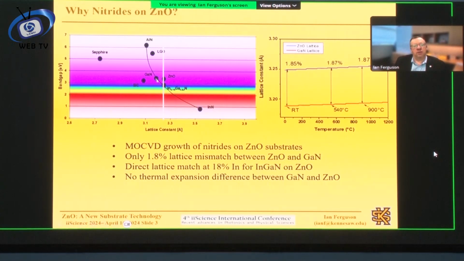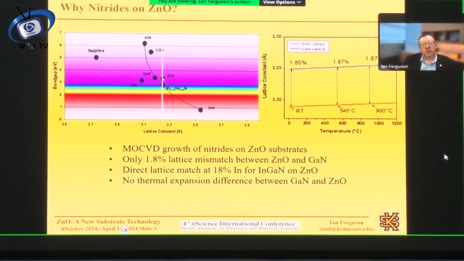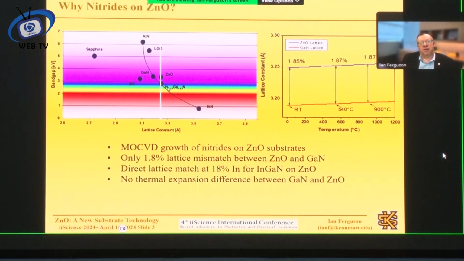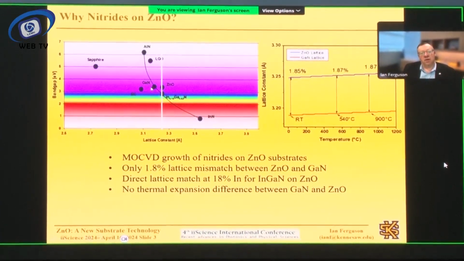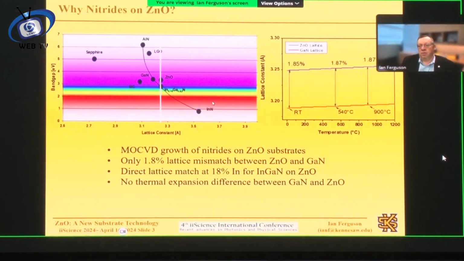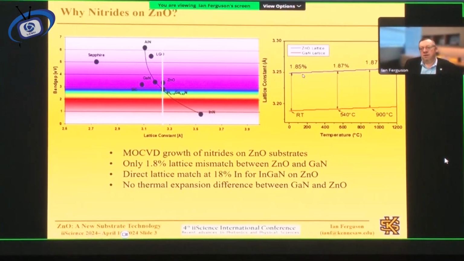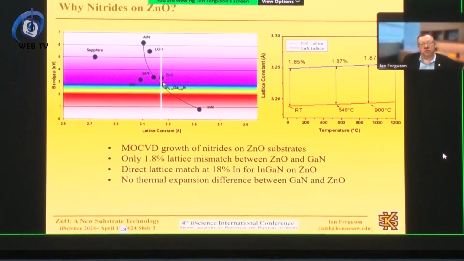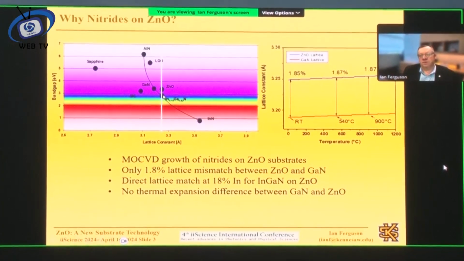The core issue here is that most of the other technologies that people have used, both silicon carbide and some applications in sapphire, are highly mismatched to this gallium nitride layer. In addition, you can see that with zinc oxide, with some composition of about 18% gallium, we can actually match this directly onto the gallium nitride. The other thing one can see is that the difference in the thermal expansion coefficients between the gallium nitride and the zinc oxide is minimal.